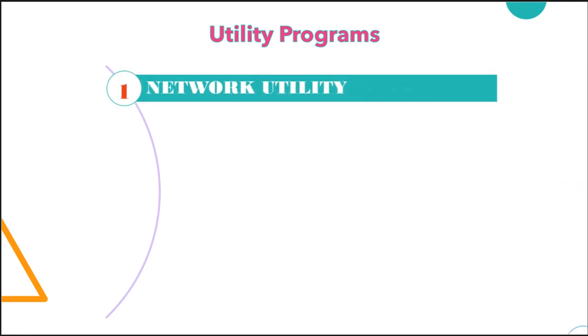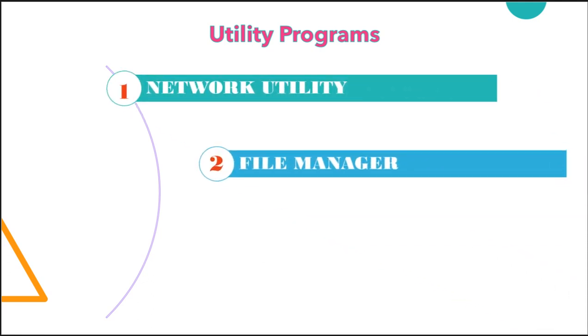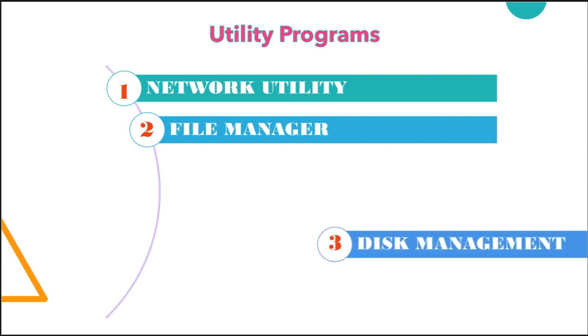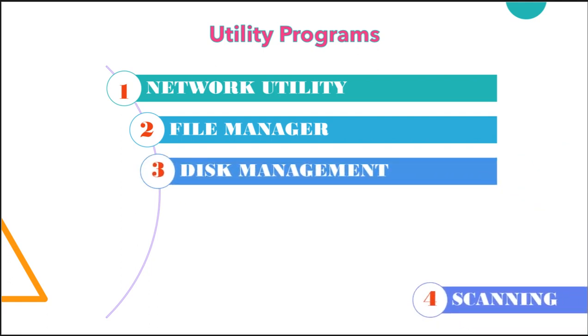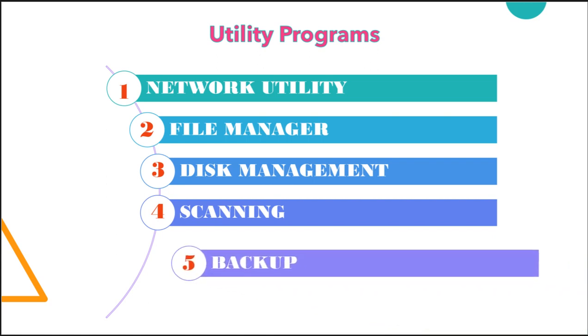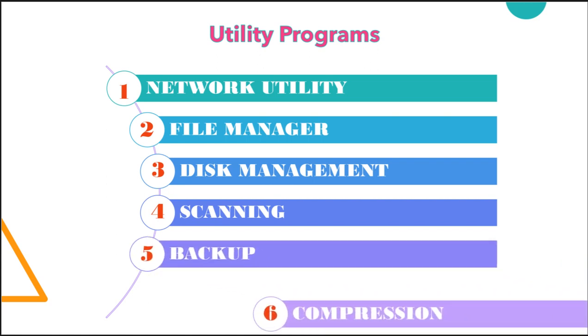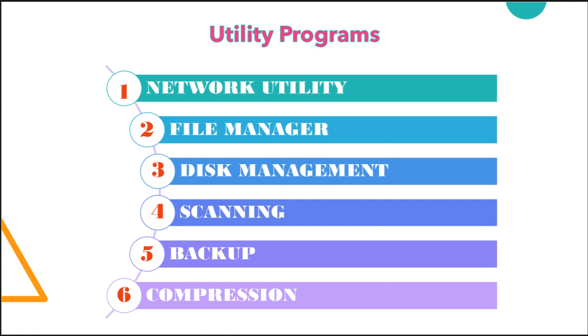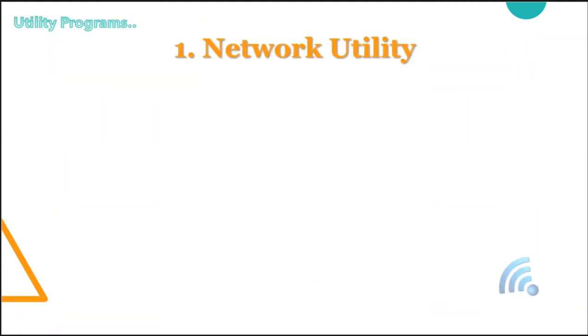So let's have a look at the different types of utility programs. First we have network utility, then file manager utility, third is disk management, fourth is scanning, or we can say antivirus utility, fifth is backup utility and sixth is compression. Let's start with the network utility.